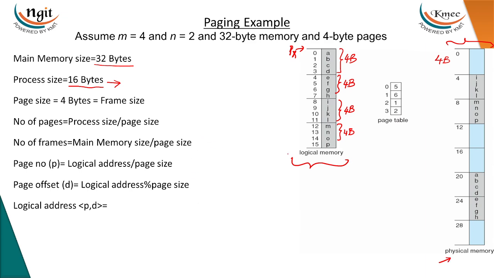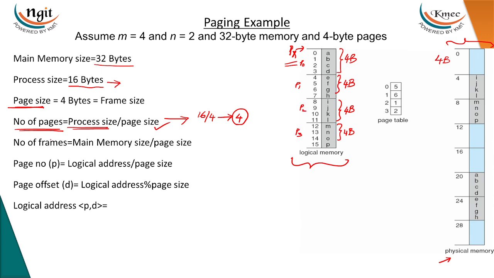So how many pages and how many frames will be there? Let's see. The formula for number of pages is process size divided by page size. What is the process size? 16. 16 divided by 4, you will get 4 pages. The number of pages in the process is 4: 1, 2, 3, 4. So this is P0, P1, P2, P3.